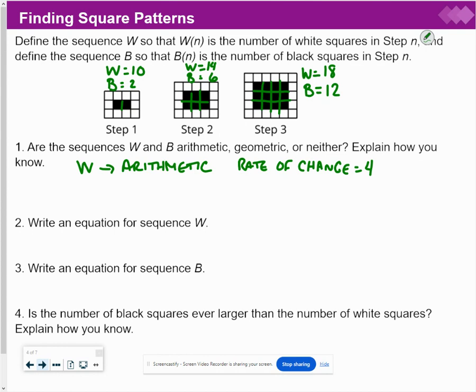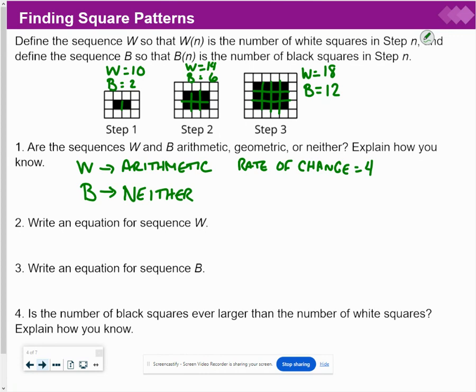For the black squares, it went from 2 to 6 to 12. So I'm clearly not adding the same thing every time. And to go from 2 to 6, I'd multiply by 3, but 6 times 3 is not 12, so it's not geometric. So this one's going to be neither. We will have to figure out what that pattern is for number 3 in just a minute. But again, because it doesn't have a rate of change, because it doesn't have a constant growth factor, it's not going to fit either one of those 2 patterns.